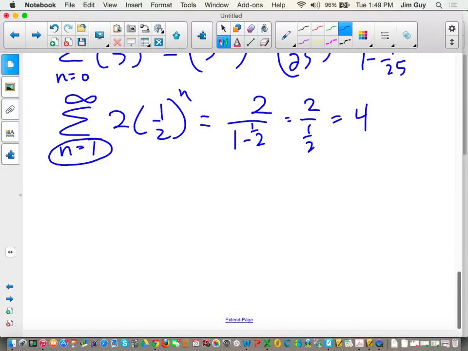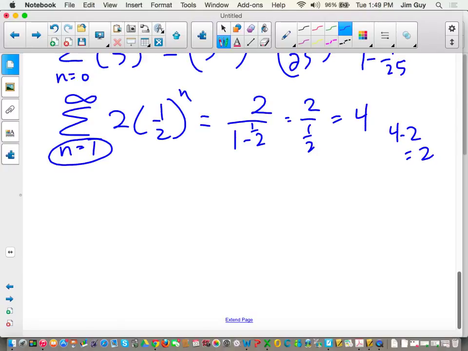So I just want to take off which term? The 0 term. I need to find the 0 term. The 0 term I know is 2. When I put 0 in here, I'm going to get 2. So I'm going to take off 2, and that's the answer.